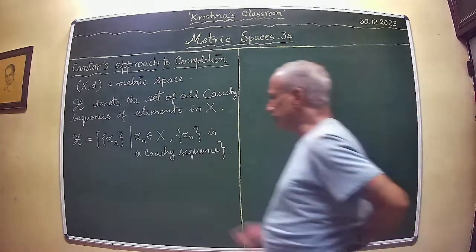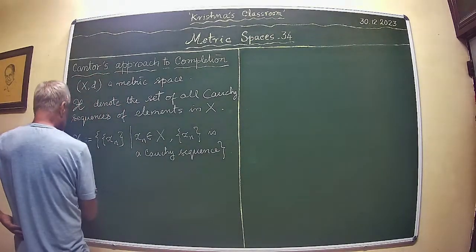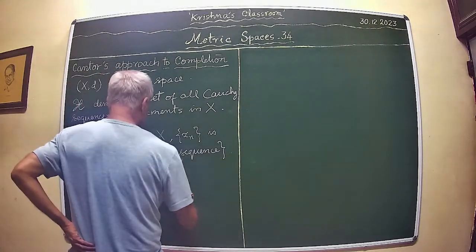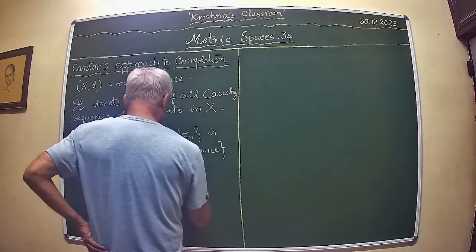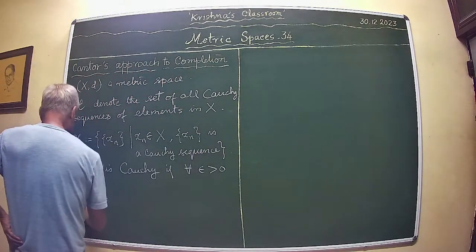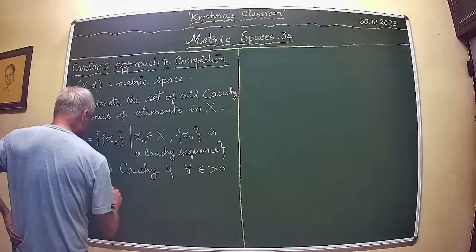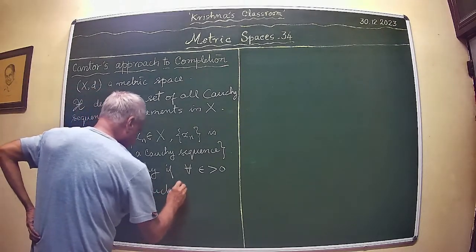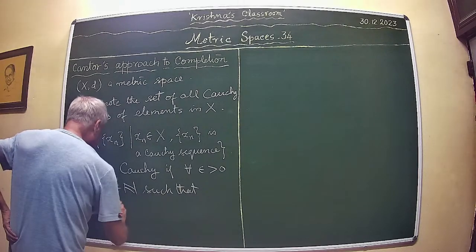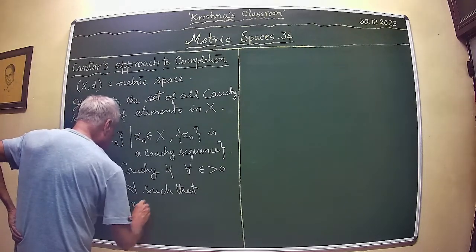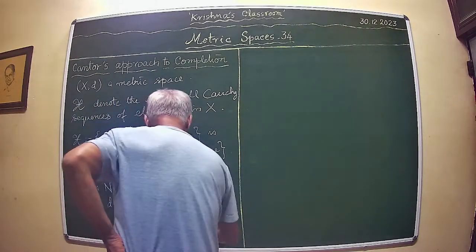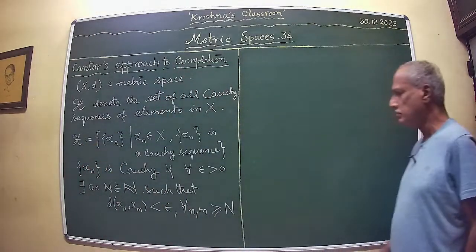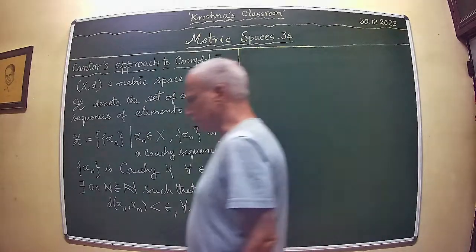Now by Cauchy sequence we mean the following: we call xn Cauchy if for every epsilon positive there exists an N such that d(xn, xm) is less than epsilon for every n, m greater than or equal to N. That's the definition of the Cauchy sequence. So you take such a collection of sequences.